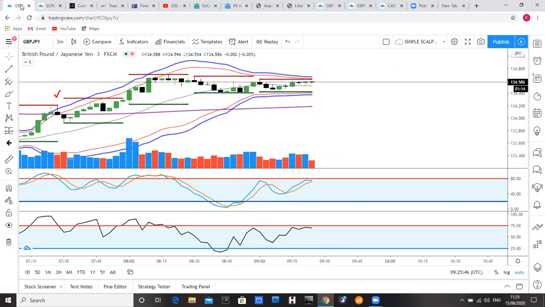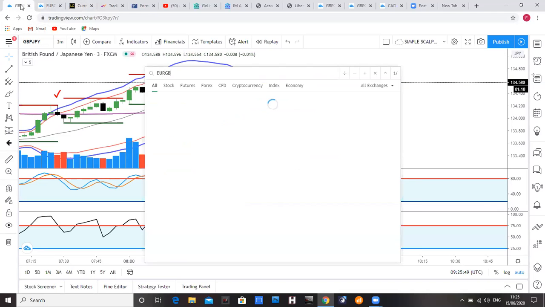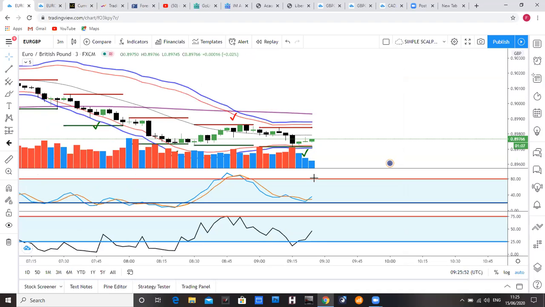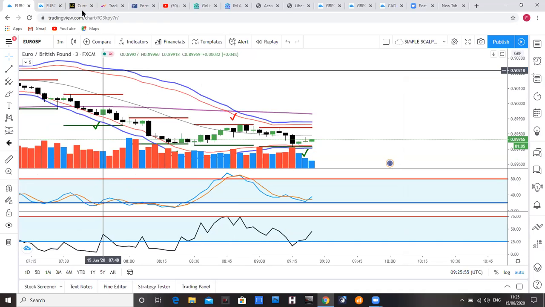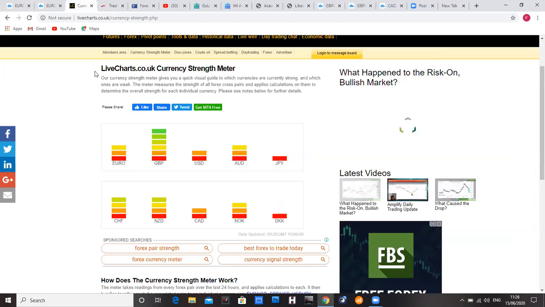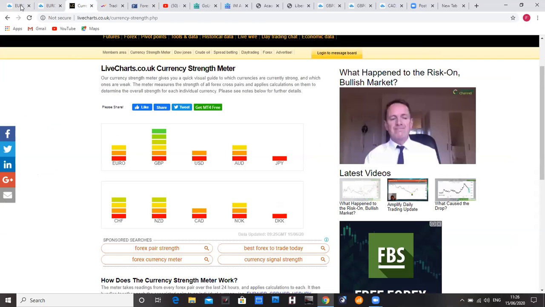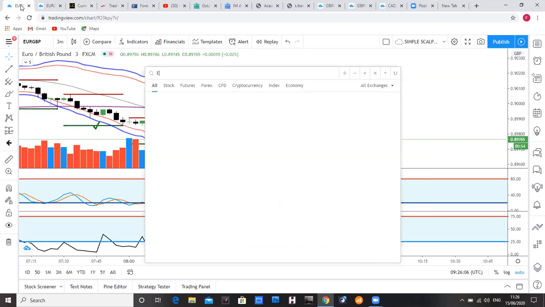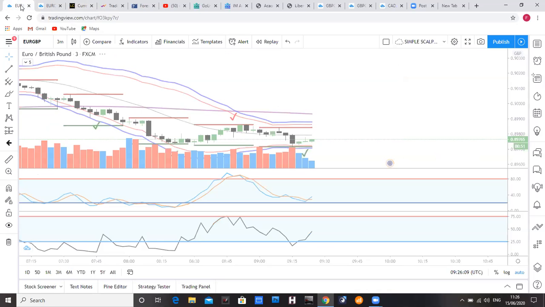Let me check Euro GBP. Let's see what Euro GBP is doing. All right, Euro GBP. You see, all the market just looks consolidating this morning. Let me see Euro JPY, guys. Let's see what Euro JPY is actually doing.